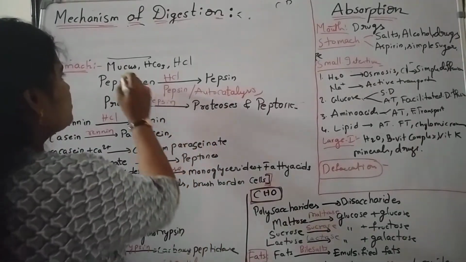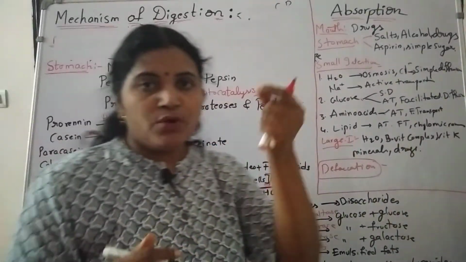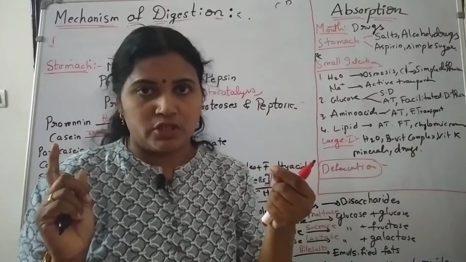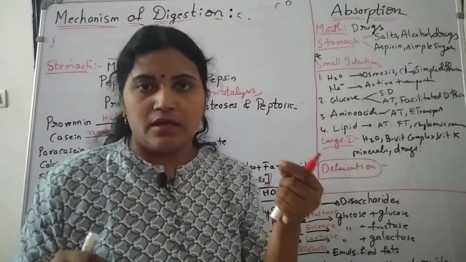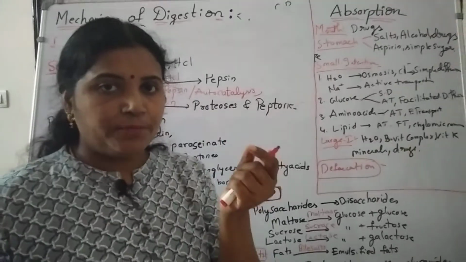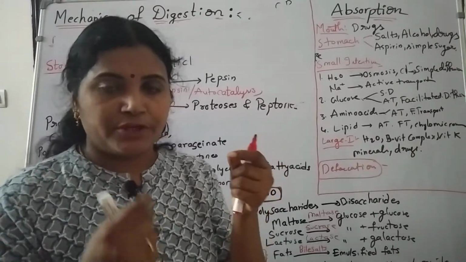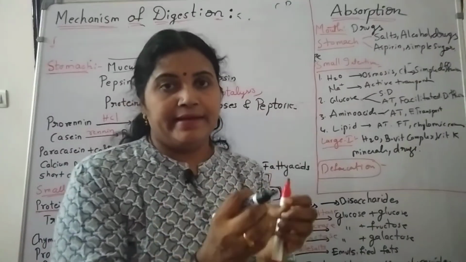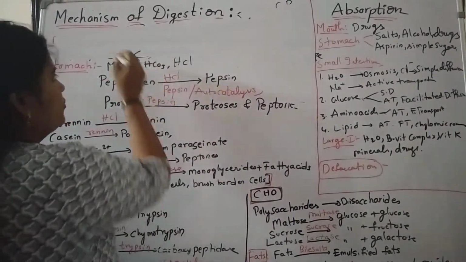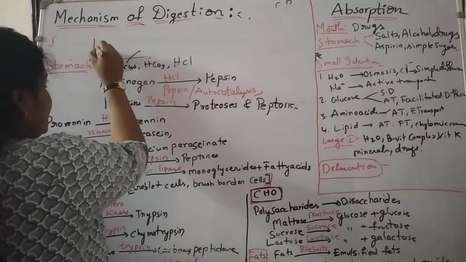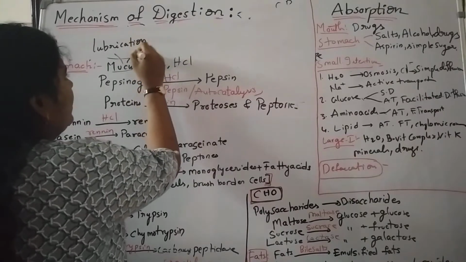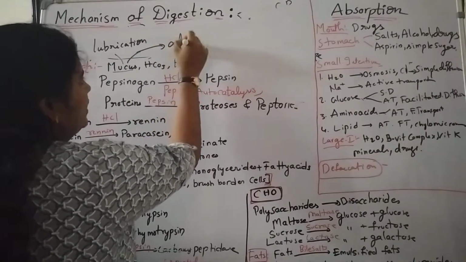First, mucus. Why? Because the mucosa layer of the alimentary canal secretes the mucus. Throughout the alimentary canal, till the rectum and anal canal, there is mucous membrane. That mucous membrane secretes mucus for lubrication and adhering functions. What are the two functions of the mucus? One is lubrication, and another is adhering.